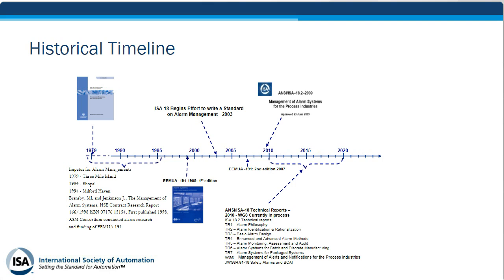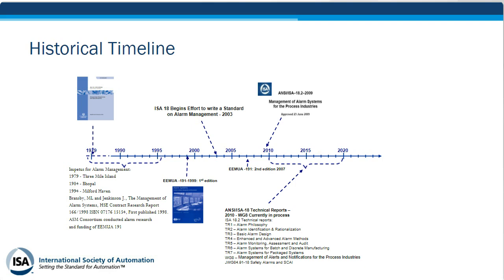An update is being published for TR5. TR3 is in the process of working through comments for its second update. TR6 covered alarm systems for batch and discrete manufacturing. TR7 covered alarm systems for package systems. We have a working group, TR8, right now that has just pulled together a draft on the management of alerts and notifications, and that's actually going to go out for comment to the ISA 18 working group to get feedback from them.